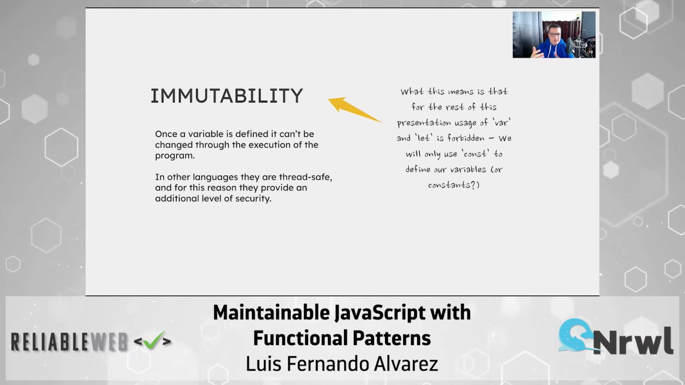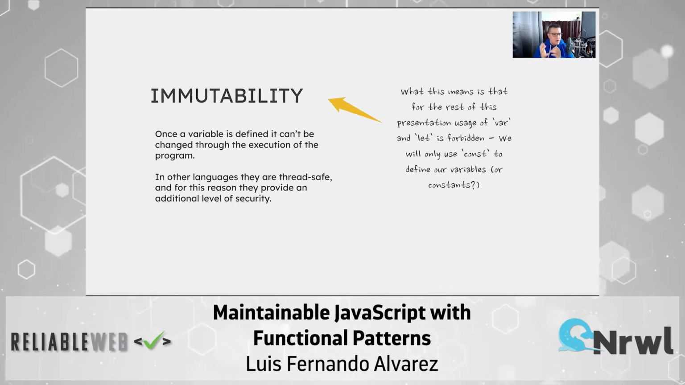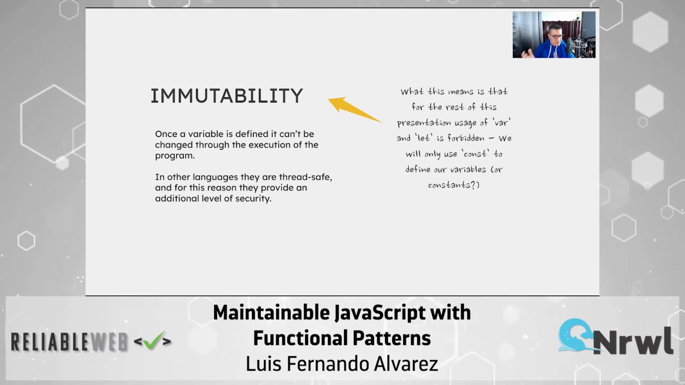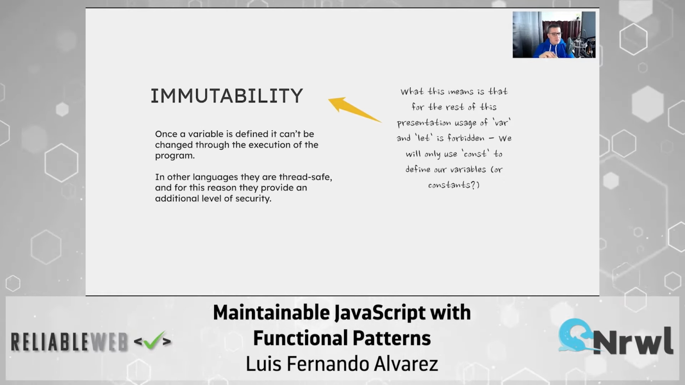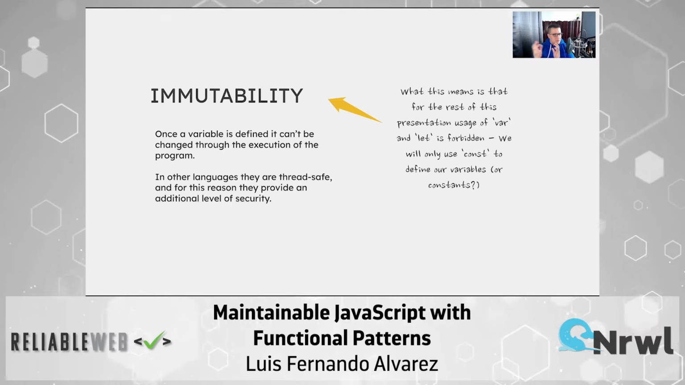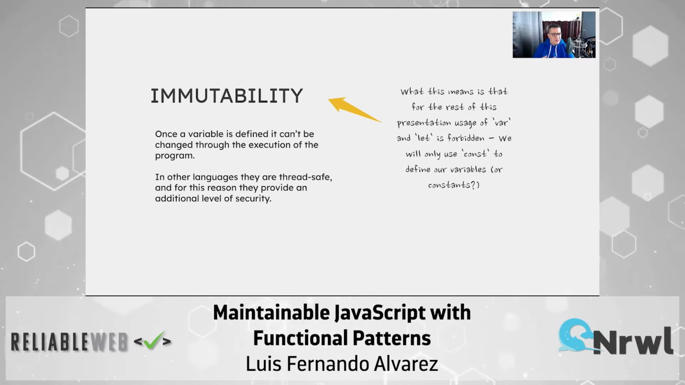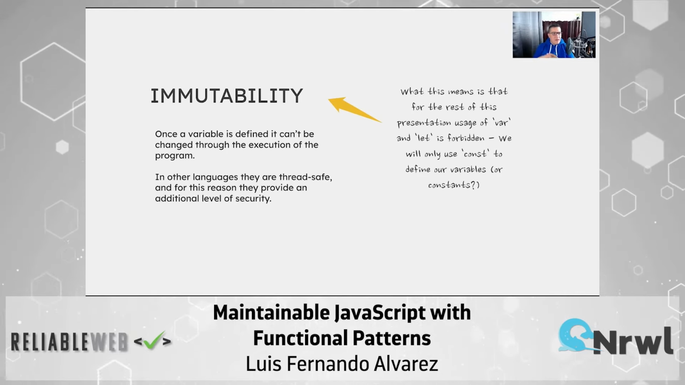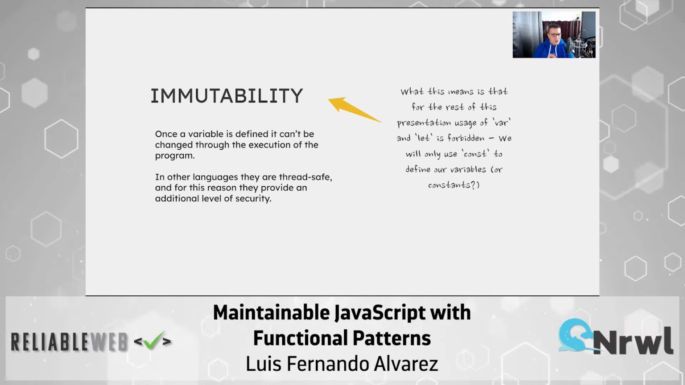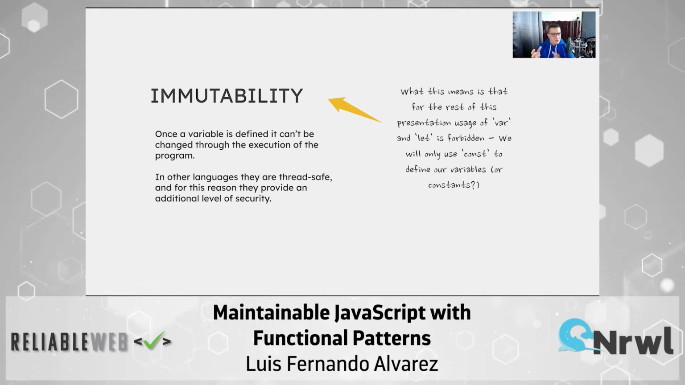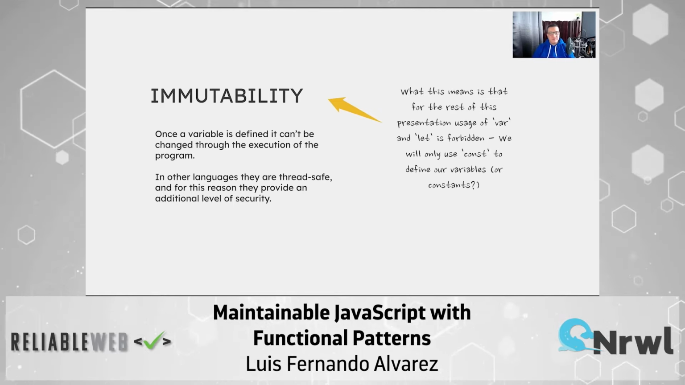And immutability, in essence, means that for the rest of this presentation, we are not going to use the var keyword, which we still see in production code. And also, we are going to stop using let. And you'll say that is kind of weird, right? How am I going to do some basic things if I don't have variables that I have to mutate? And we're going to go over that. But we are only using const to define our variables, or let's call them constants, right? Because const is to define a constant.